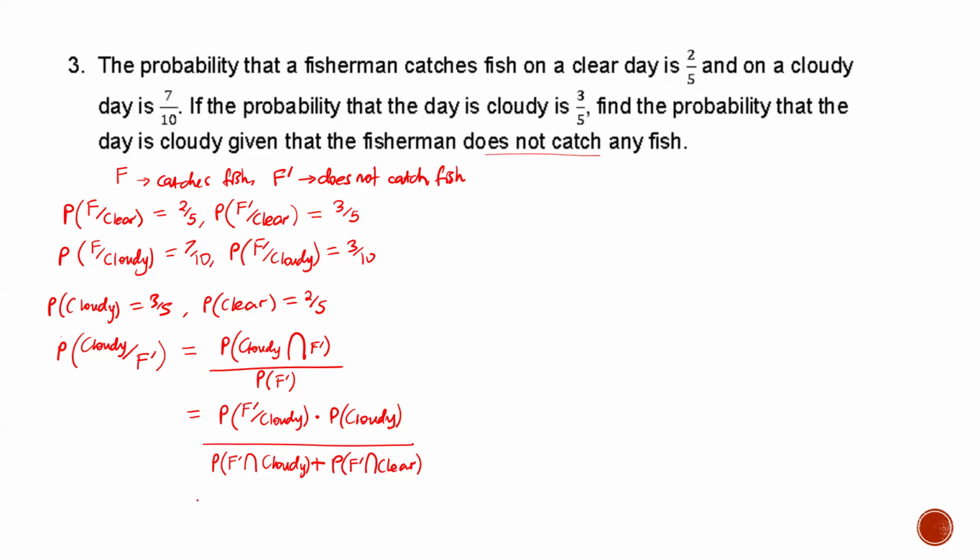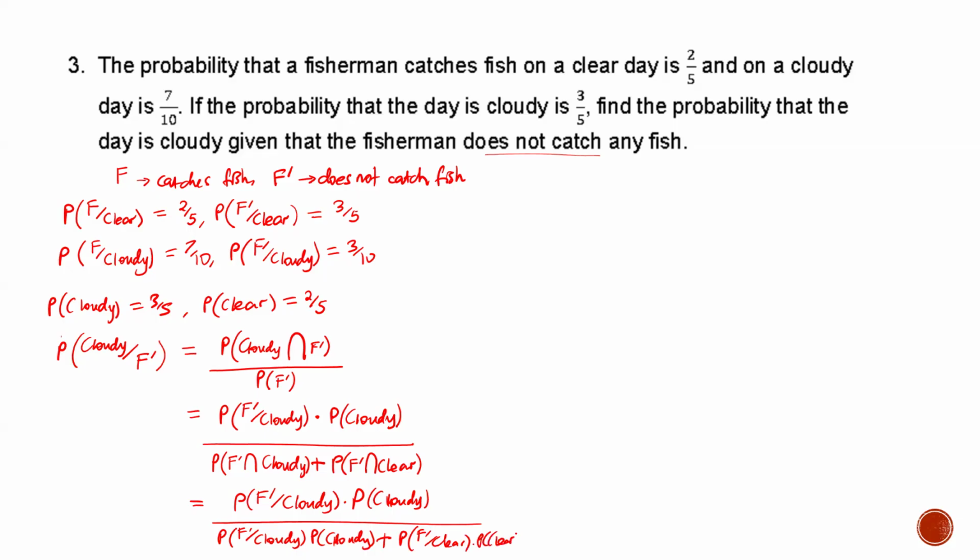And that further simplifies to the probability of him not catching fish given that it's cloudy times the probability of it being cloudy. So we do a similar thing in the denominator for each of those terms. So we'll have the probability of him not catching fish given that it's cloudy times the probability of it being cloudy plus the probability of him not catching fish when it's clear times the probability of it being clear.